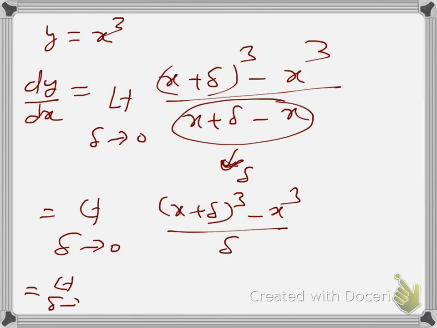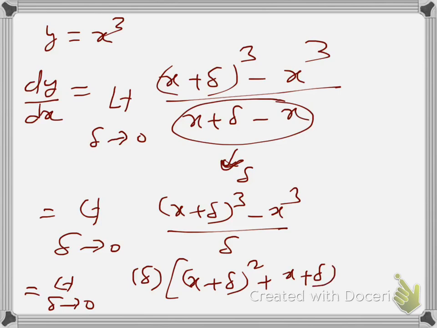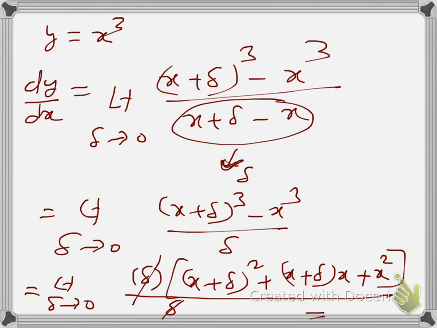So a minus b gives you delta into a square plus ab plus b square by delta. Since delta is not 0, it is only going to 0, you can cut it. Where will this value go ultimately? If delta goes to 0, this value will go to x square plus, put delta 0 now. It's not 0, but very small value. It will go to 3x square. Can you see that? If delta is going to 0, this will go to x square plus x square plus x square, 3x square. Because when delta is going to 0, this goes to x square. This will also go to x square. This is already x square. So sum will be 3x square.